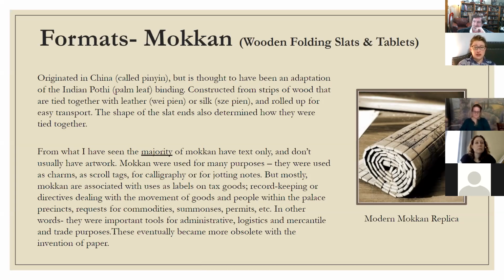Mokkan were used for many purposes. They were used as charms, as scroll tags, for calligraphy, and for jotting notes. But mostly mokkan are associated with use as labels on tax goods, record keeping, or directives dealing with the movement of goods and people within the palace precincts, requests for commodities, summonses, permits. In other words, they were important tools for administrative, logistics, and mercantile and trade purposes. These eventually became more obsolete with the invention of paper.